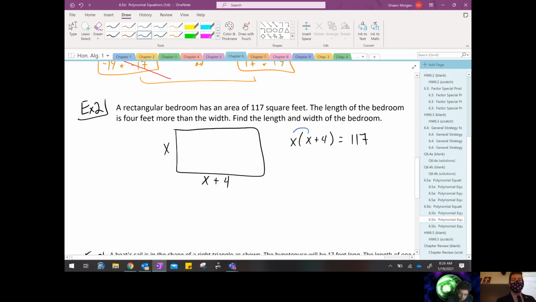Yeah, we want to distribute that x into that parentheses. We're going to get x squared. Finish it up. X squared plus 4x. And then don't forget minus 117. That's it. Equals what, class? 0. That's our goal. We want to use the zero product property.